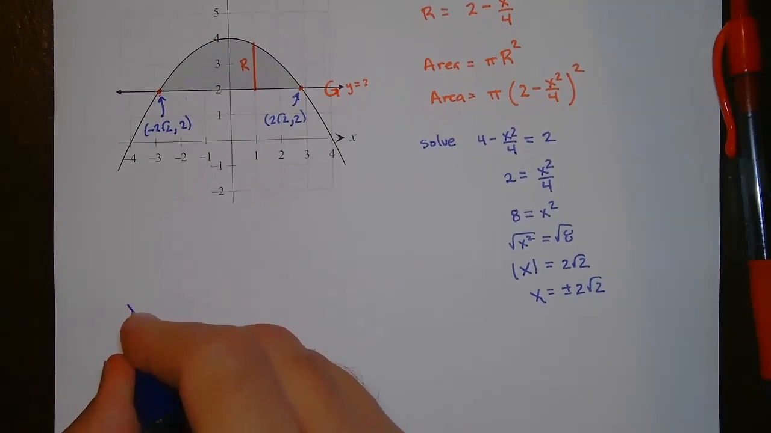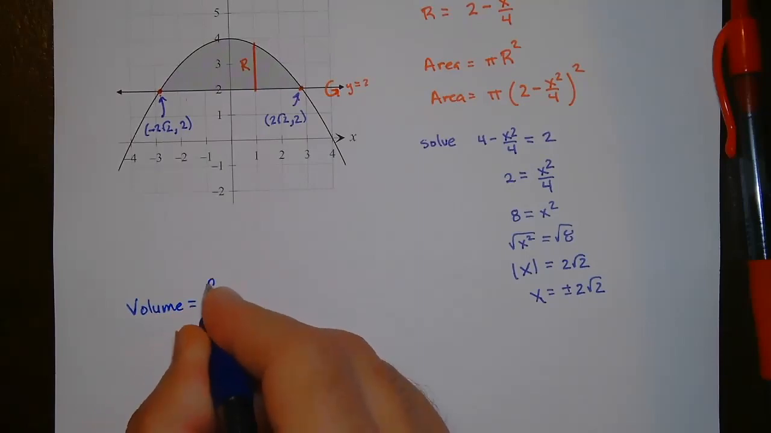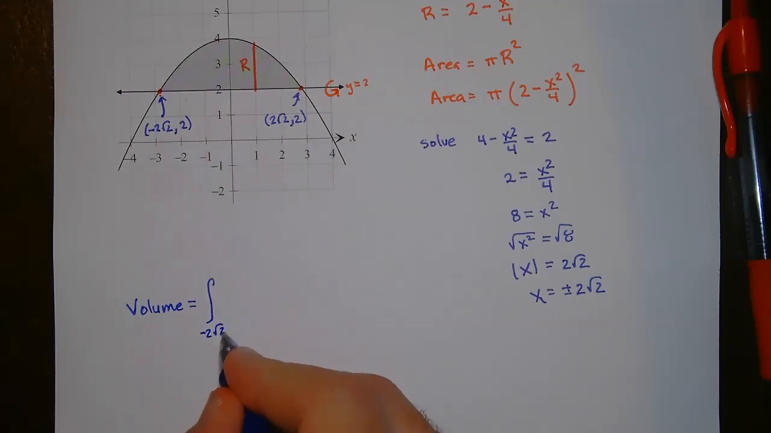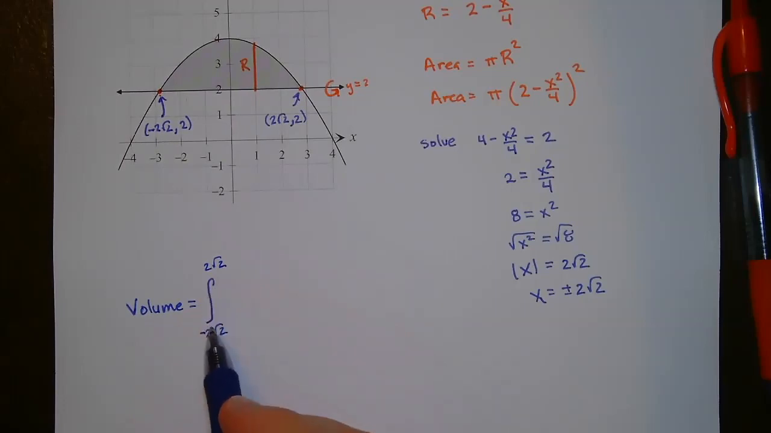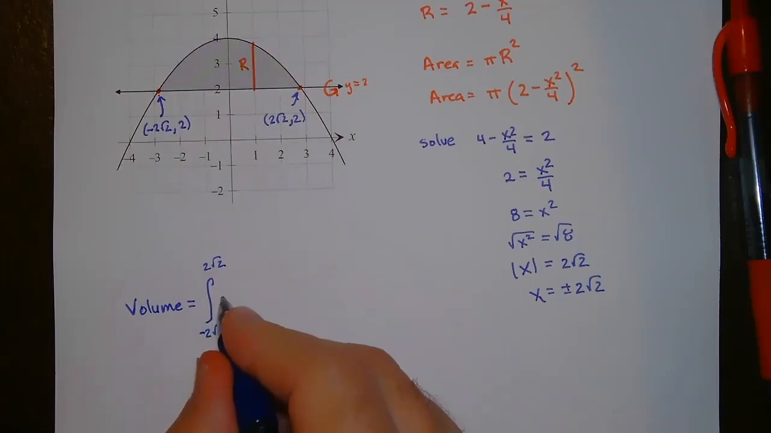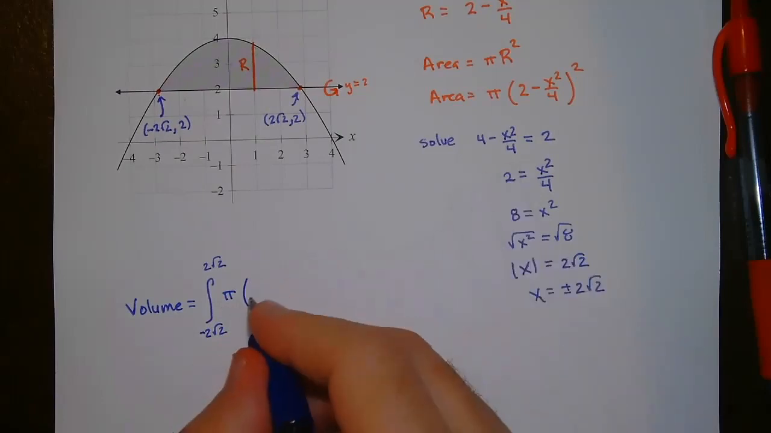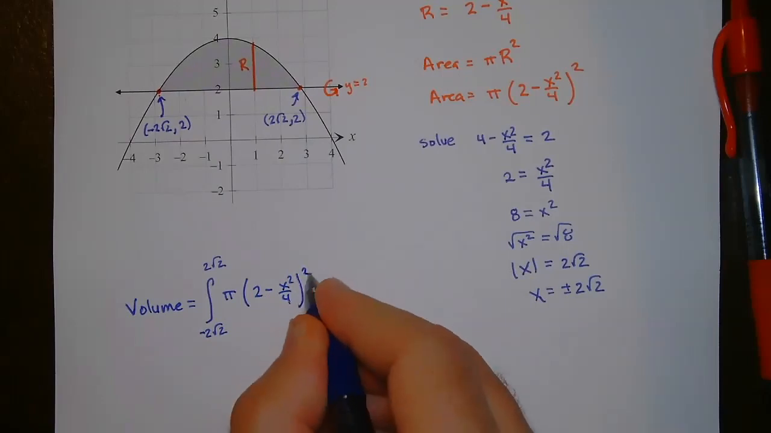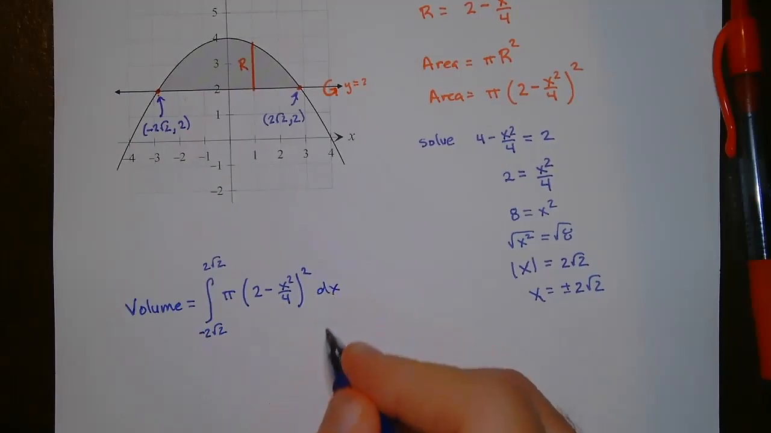Okay, so then the volume would be the integral. We're going to start making them at this x value, so negative 2 square roots of 2, to this x value, 2 square roots of 2, okay? And again, this could be negative square root of 8, and this could be square root of 8, and it would be fine, okay? And it's going to be pi times my radius squared, right? So that'd be 2 minus x squared over 4, squared. And the thickness of each of these is dx, okay?